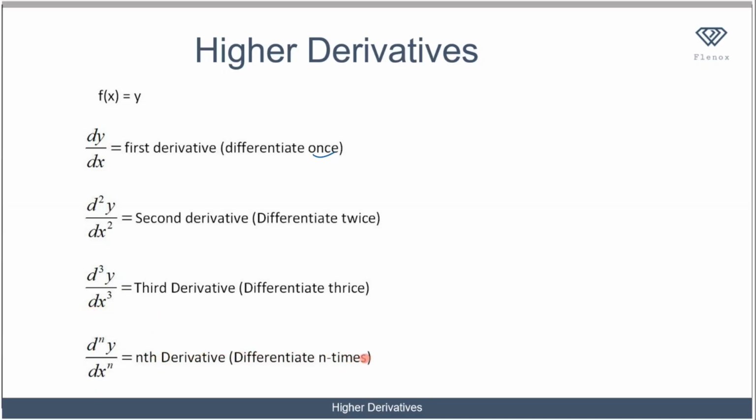So pretty easy and pretty much what you already know, just that the number of times you differentiate is going to be different based on the derivative that we're trying to find. So let's try to look at some simple examples to illustrate this point.